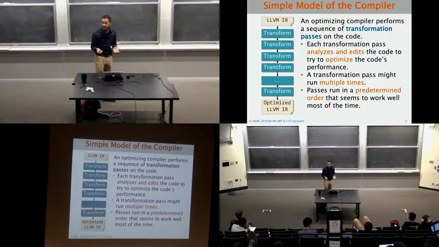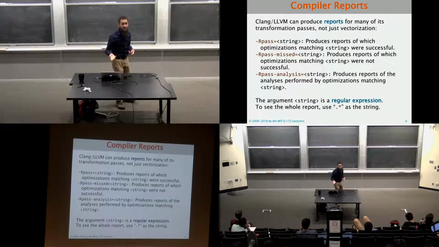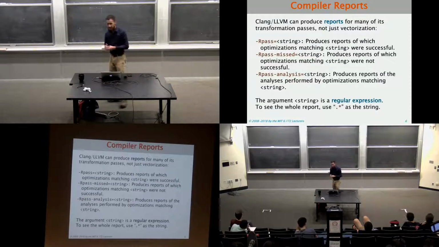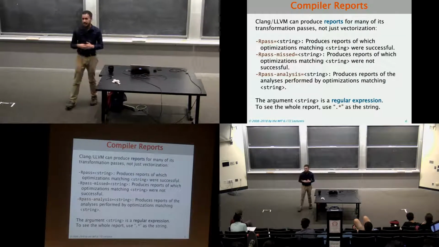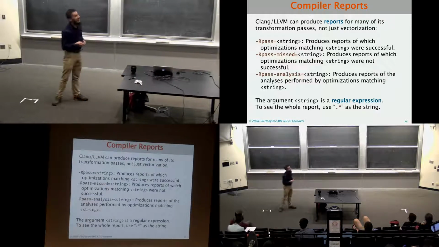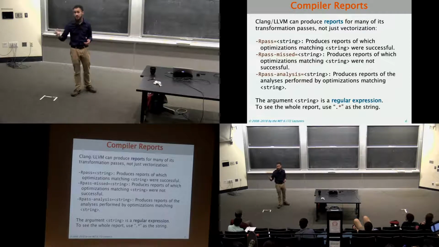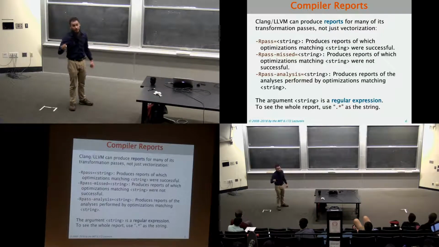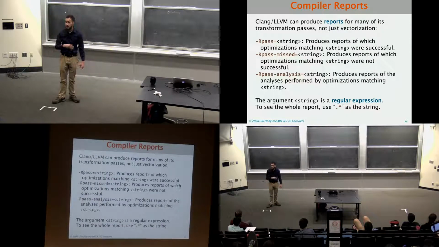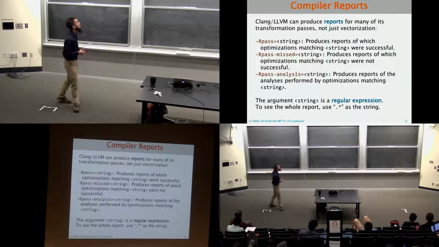Now, some good news in terms of trying to understand what the compiler does: you can actually just ask the compiler, what did you do? And you've already used this functionality, as I understand, in some of your assignments. You've already asked the compiler to give you a report specifically about whether or not it could vectorize some code. But in fact, LLVM, the compiler you have access to, can produce reports not just for vectorization, but for a lot of the different transformation passes that it tries to perform.